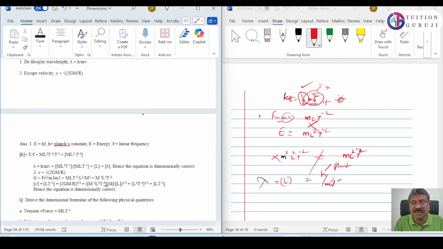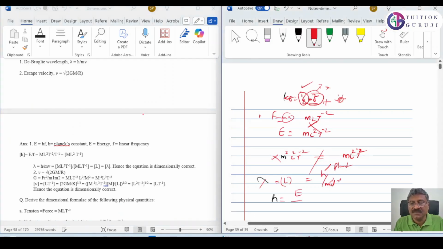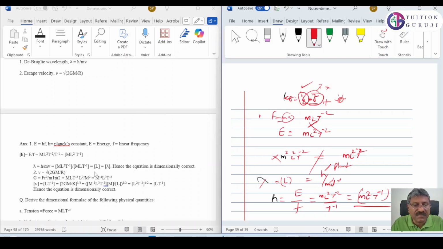So h by mv. We know what h is. h is energy by frequency. It is m l square t raised to minus 2 by t raised to minus 1, which is m l square t raised to minus 1. So h we got. Now next is mv, which is mass into velocity, so m into l t raised to minus 1. Okay, so m and m cancel here, t raised to minus 1 cancels, and L and 1 L will cancel. What we are getting is length.